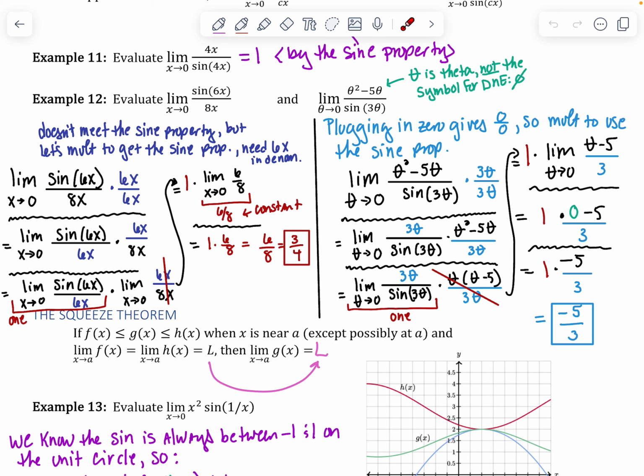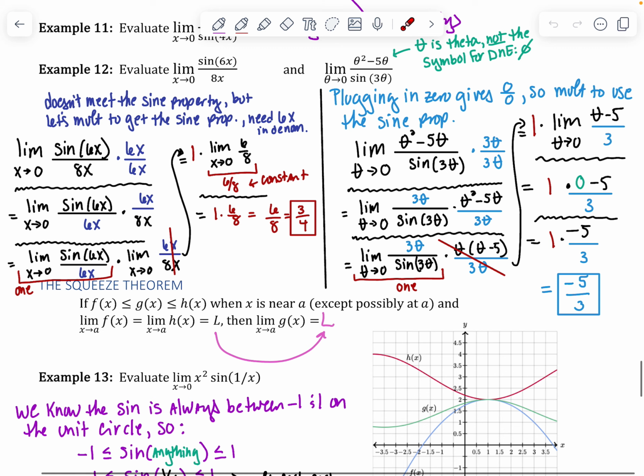This will give me the sine property, but I can only have a 6x in the denominator if I have a 6x in the numerator. I'm multiplying by 1. So now I can rewrite, and I'm using colors to coordinate, that I'm going to write the black sine of 6x over the blue 6x, and I'm going to write the blue 6x over the black 8x just for visual.